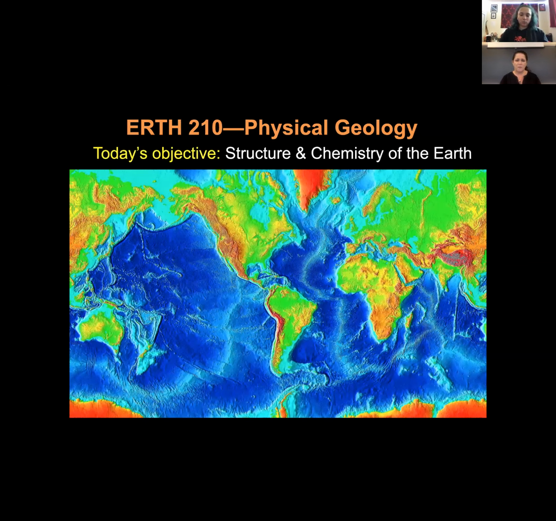And let's see if I can figure out how to, what I want to do is annotate on this diagram, and I think I can.